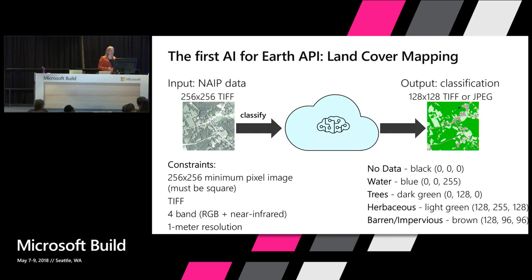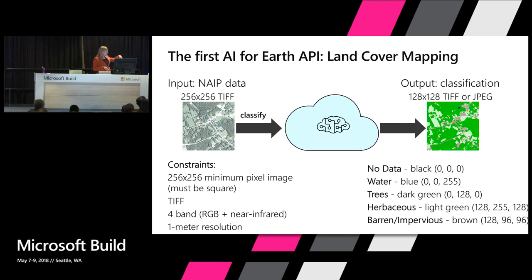So here is the very first look at the API. As input, you're going to give it some of that satellite imagery, 4-band NAIP data, and you can pass that in as a TIFF. In this case, we're calling our classify method. Some constraints, I wanted to spell these out clearly. It does have to be a minimum of 256 by 256 pixels. It can be larger than that, probably a max of about 4 megabytes. I wouldn't go much higher than that.